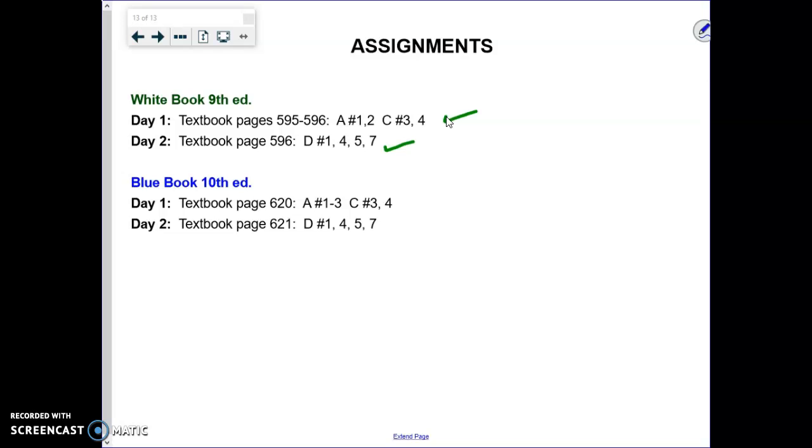If you're in the blue book, it's just different pages, but the same problems. And if you don't have your book, I have attached in Google Classroom, blue book practice exercises, which are just page 620 and 621 out of the blue book, so you can do those. All right? Show your work, and if you have any questions, let me know.